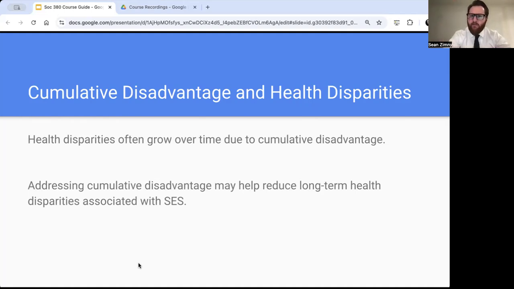So this cumulative disadvantage refers to that process where disadvantages accumulate over time, often resulting in poor health outcomes in later life. For instance, low income individuals may experience chronic stress or limited access to preventative health care, and increased exposure to harmful environments too. All of which contribute to worsening health as they age. So it piles up, and it's a building cumulative effect. So think about those cumulative effects over time, and these key takeaways that you see on the screen: that health disparities oftentimes grow over time due to this cumulative disadvantage that is highlighted in the Barkin Chapter 5 reading. And then that addressing cumulative disadvantage may help reduce long-term health disparities associated with socioeconomic status.